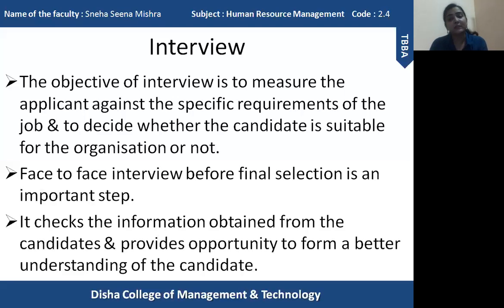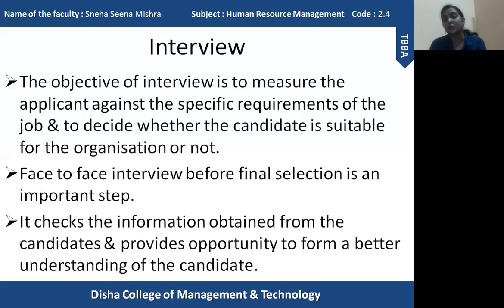So first of all, what does it actually do? First of all, it checks the information which the candidate has provided in various tests, the information the candidate has provided in the application form or application blank. So here we can check that information by talking to the candidate directly, whether the person has misled the organization by giving some kind of misleading information or any other kind of information which is not authenticated. So we can simply check the information which the candidate has provided against the actual information regarding the candidate.